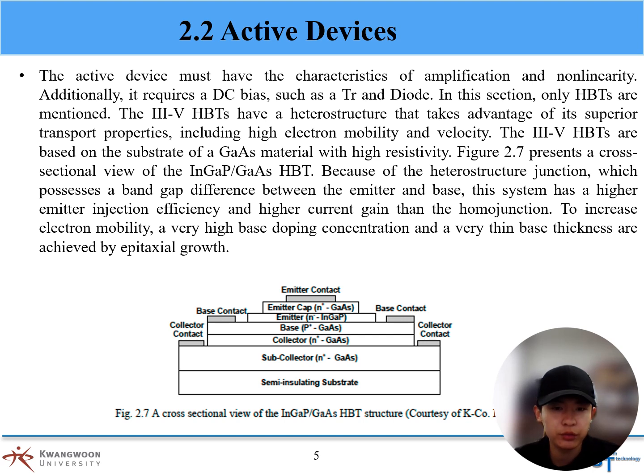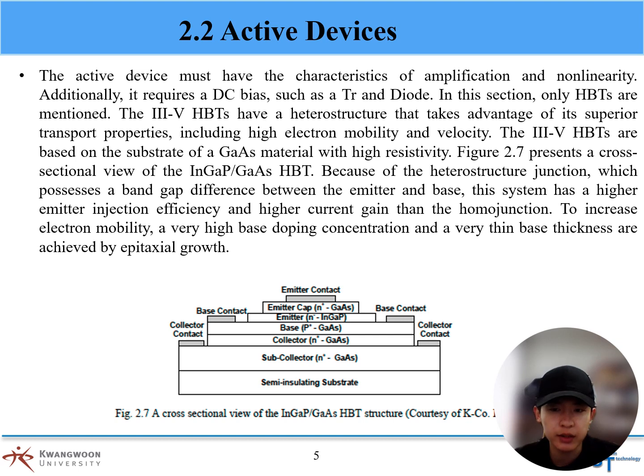The GaAs HBTs have a heterostructure that takes advantage of its superior transport properties, including high electron mobility and velocity. The GaAs HBTs are based on the substrate of a GaAs material with high resistivity. Figure 2.7 presents a cross-sectional view of the InGaP GaAs HBT because of the heterostructure junction, which possesses a bandgap difference between the emitter and base.